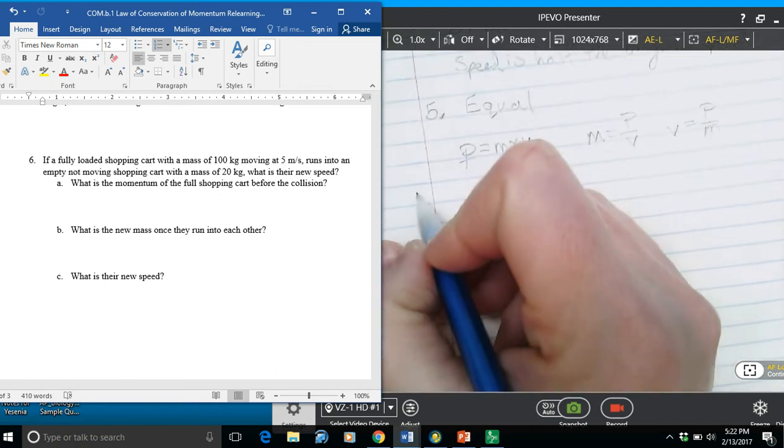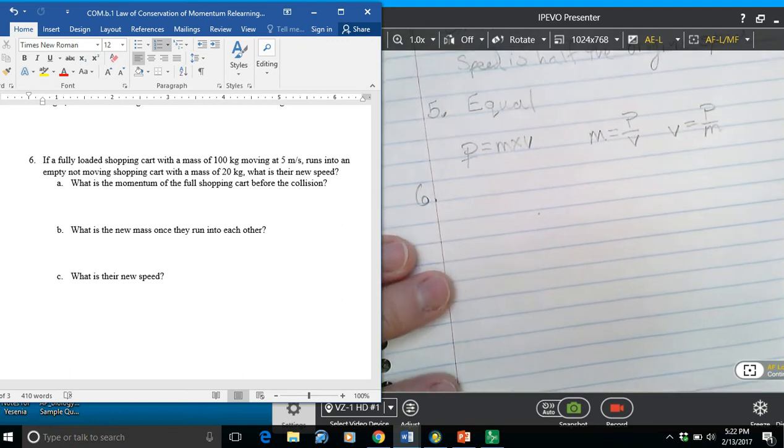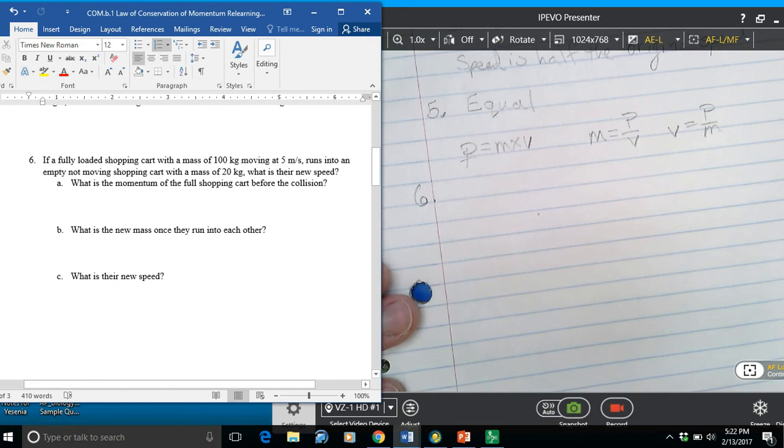All right, so number 6. Number 6 says, if a fully loaded shopping cart with a mass of 100 kilograms moving at 5 meters per second runs into an empty, not moving shopping cart with a mass of 20 kilograms, what is their new speed? Now you notice they didn't leave any space because our last part is going to answer the original question. You're not answering this question yet. So A says, what's the momentum of the full shopping cart before the collision?